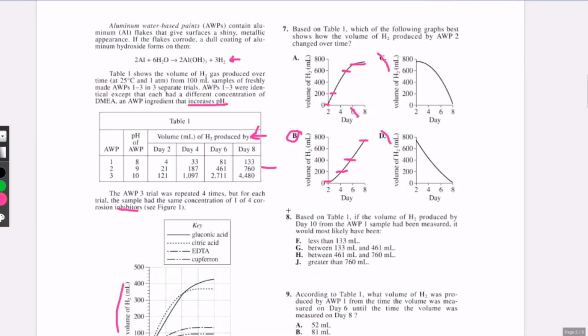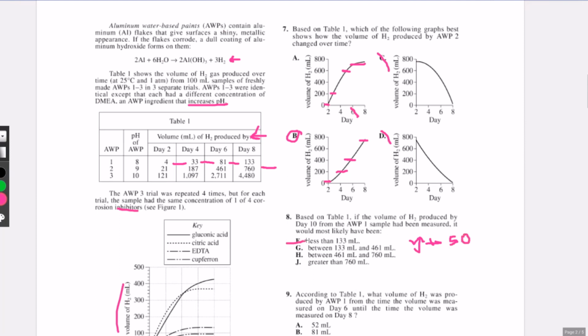Question 8 asks, based on table 1, the volume of hydrogen produced by day 10 from the AWP1 sample has been measured. It would most likely have been blank. So if we look at the changes, right, we go from 4 to 33, to 81 to 133. So we're increasing by about 50 every time. From day 2 to day 4, it's a little smaller, but basically we're consistently increasing, and it's like plus 50. So 50 plus 133 is kind of the ballpark we're looking for.